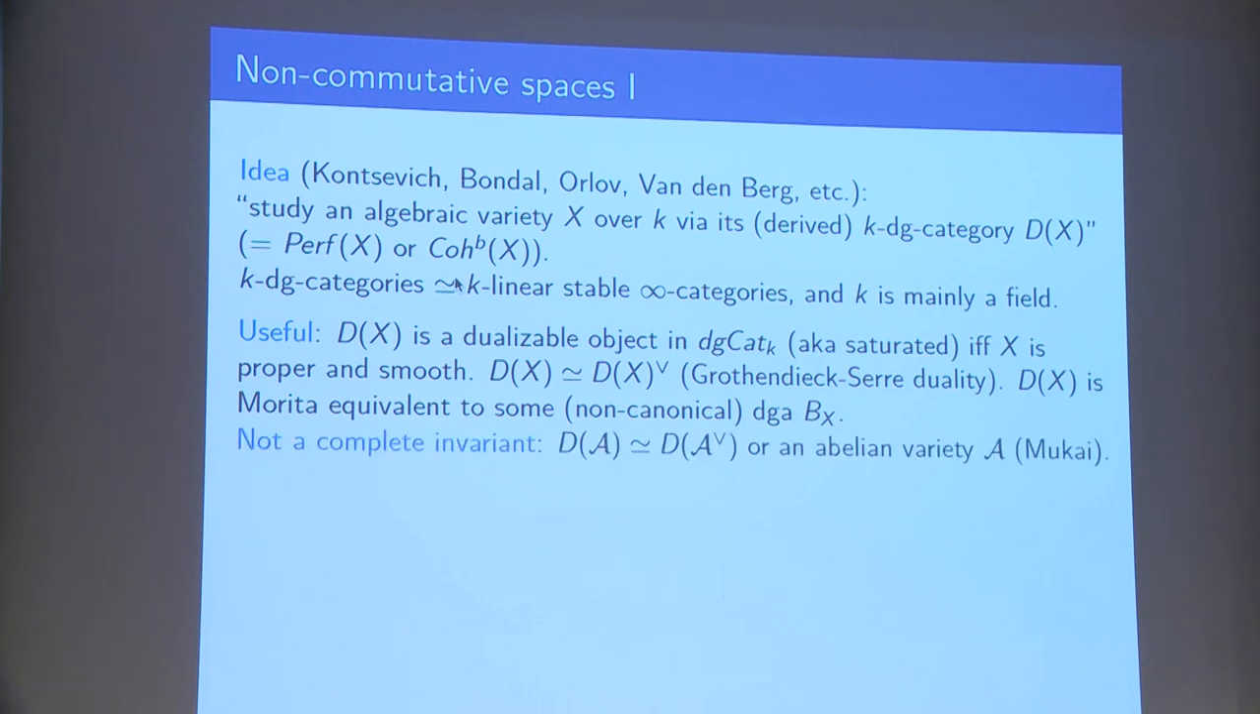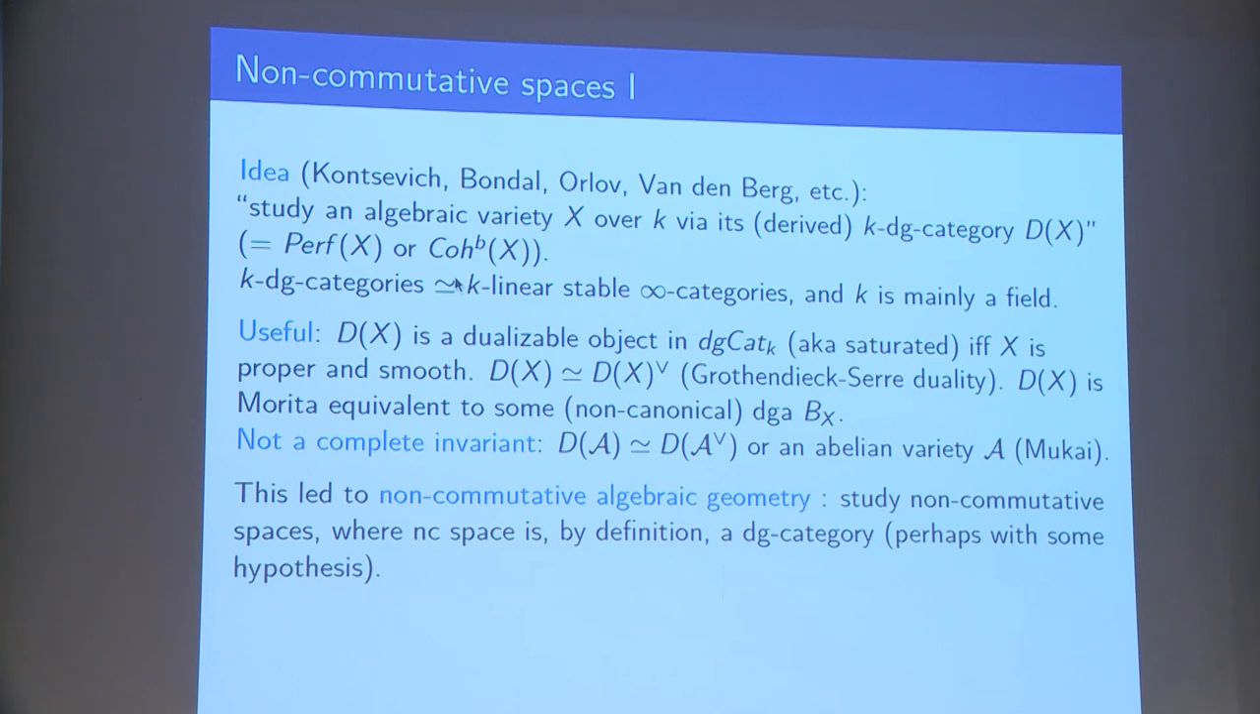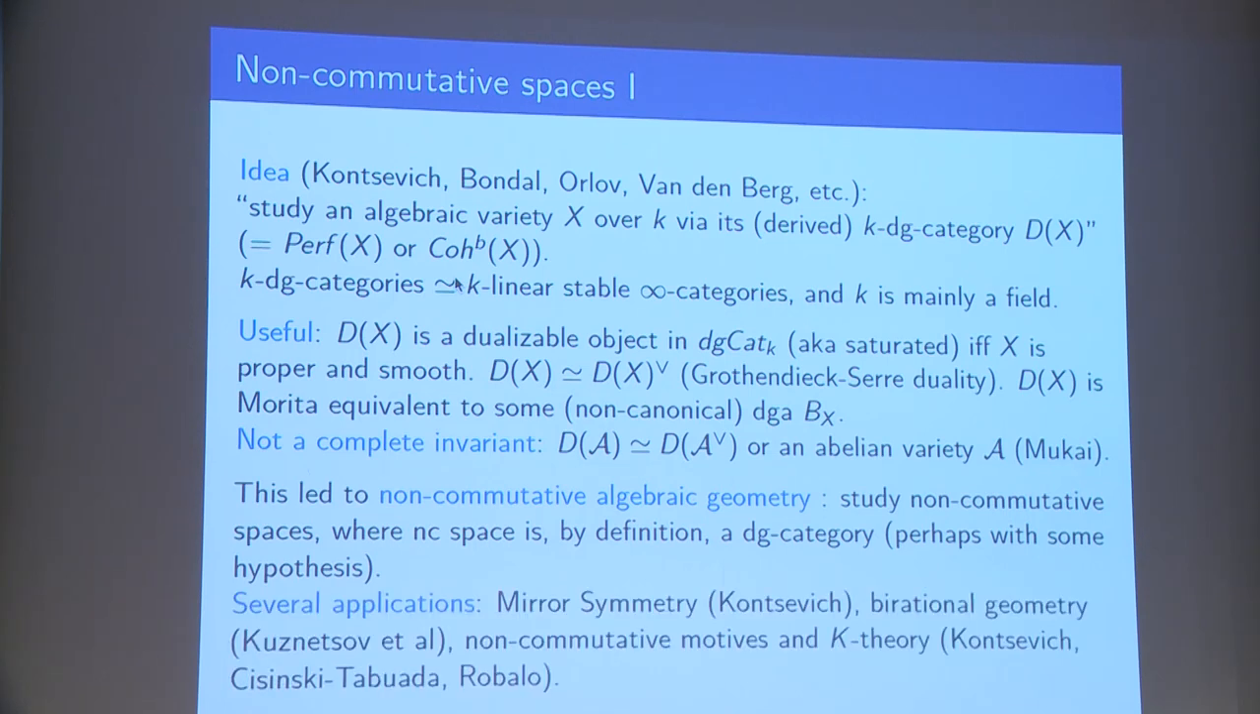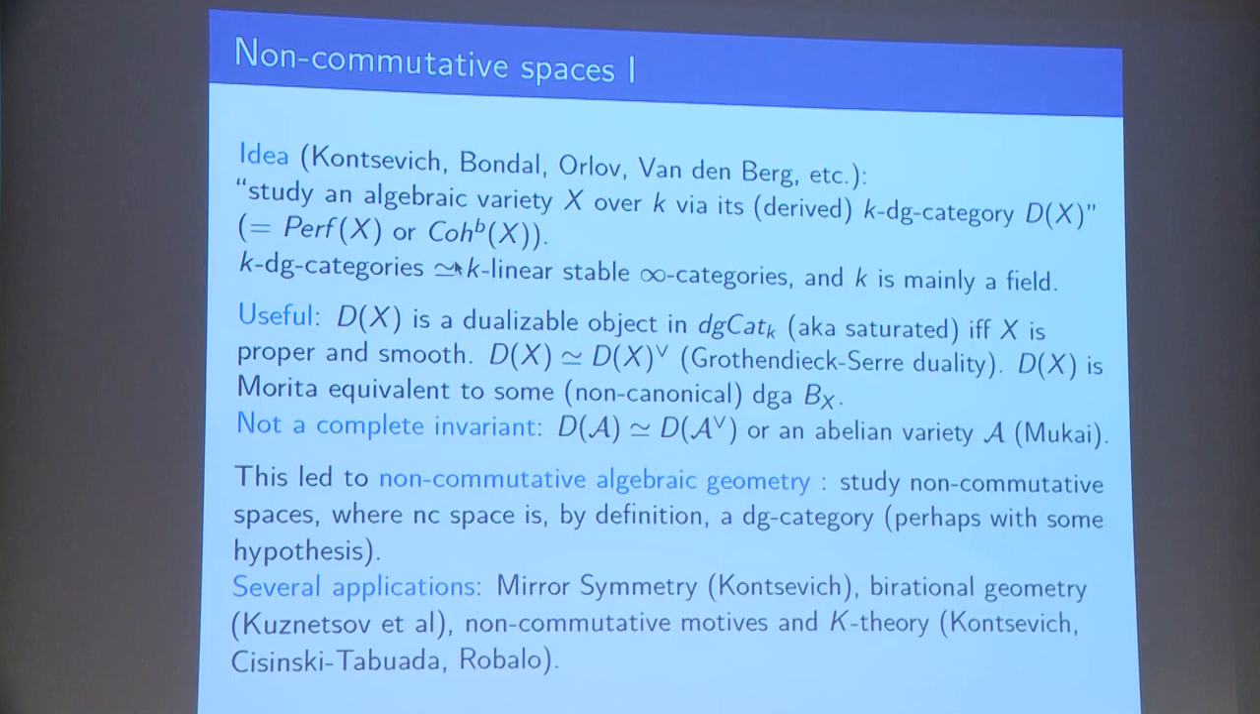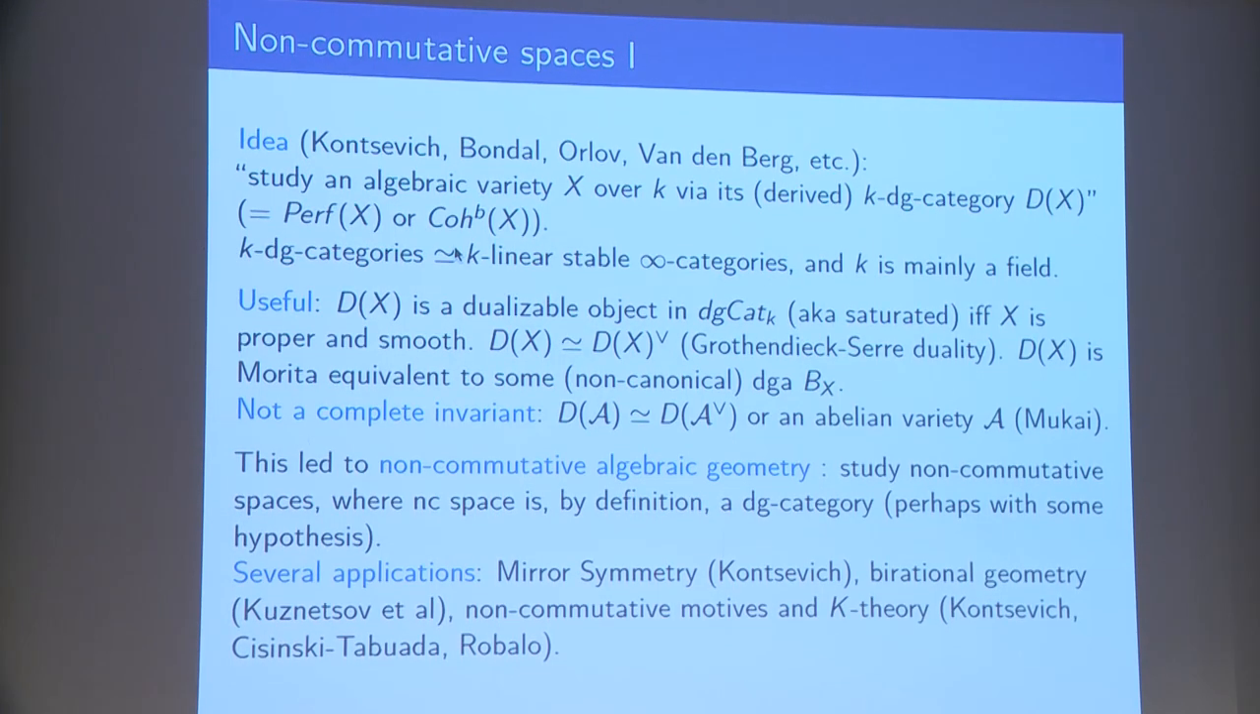However, it's not a complete invariant, because there is a classical example by Mukai where the derived categories of an abelian variety and its dual are equivalent, but of course A and A dual are not isomorphic. This led to a more general program in non-commutative algebraic geometry: study non-commutative spaces on their own. A non-commutative space is, by definition, a DG category, perhaps with some hypothesis; this depends on the context. There are several applications already: mirror symmetry, birational geometry, and non-commutative motives and K-theory.